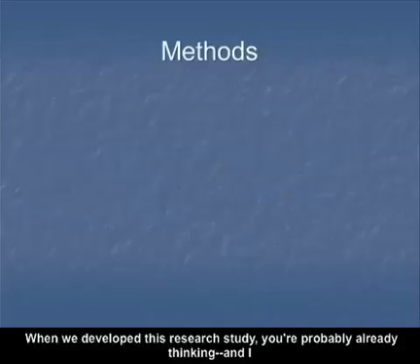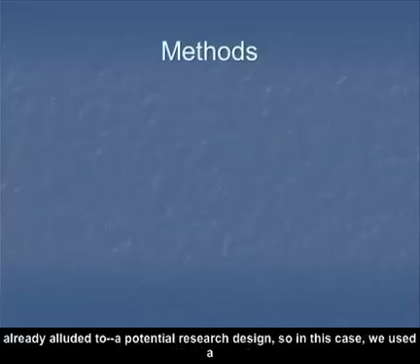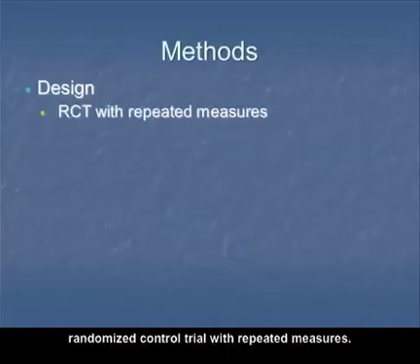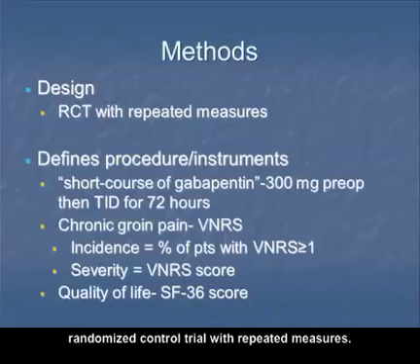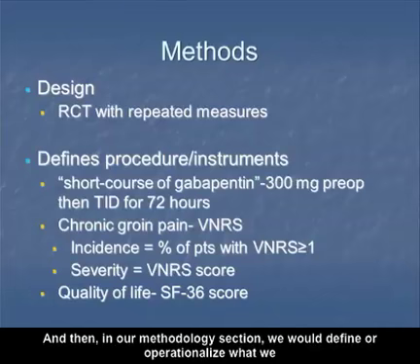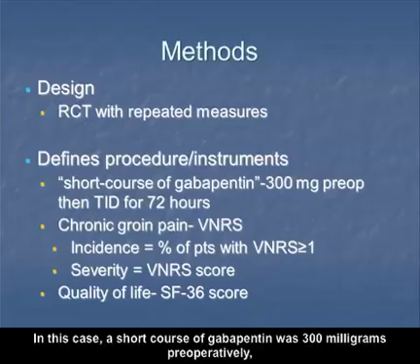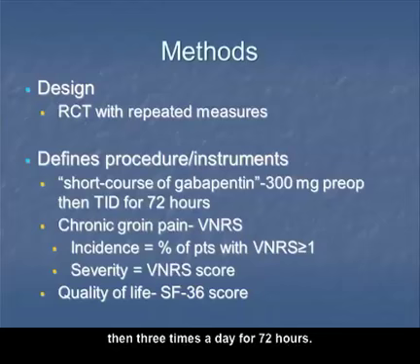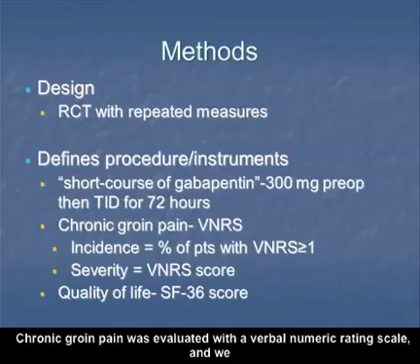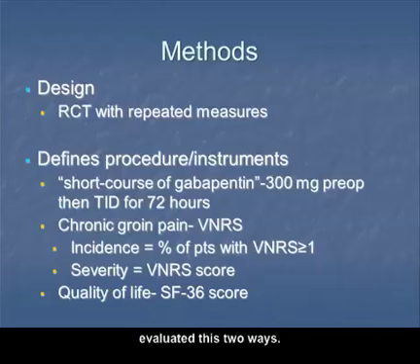So when we developed this research study, you're probably already thinking, and I already alluded to, a potential research design. In this case, we used a randomized controlled trial with repeated measures. And then in our methodology section, we would define or operationalize what we meant by a short course of gabapentin. In this case, a short course of gabapentin was 300 milligrams preoperatively, then 3 times a day for 72 hours. Chronic groin pain was evaluated with a verbal numeric rating scale, and we evaluated this 2 ways.